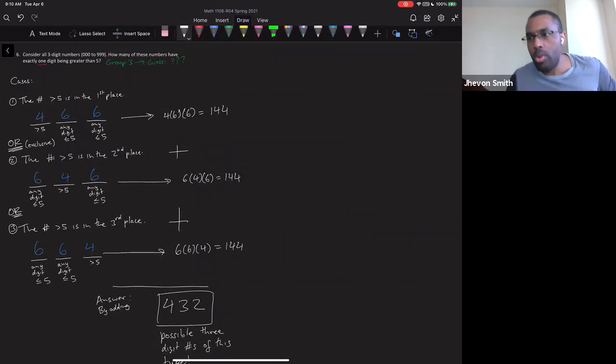If you really didn't know what's going on with this problem, trying to visualize it is going to be very important. So you just come up with a way to visualize it. I know I'm choosing 3 digits. Write down 3 slots. Let me figure out how many choices I have. Then you make sure that you cover all cases.